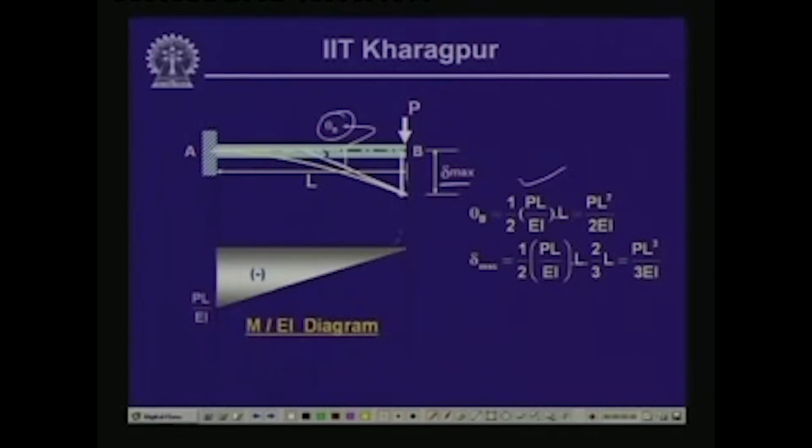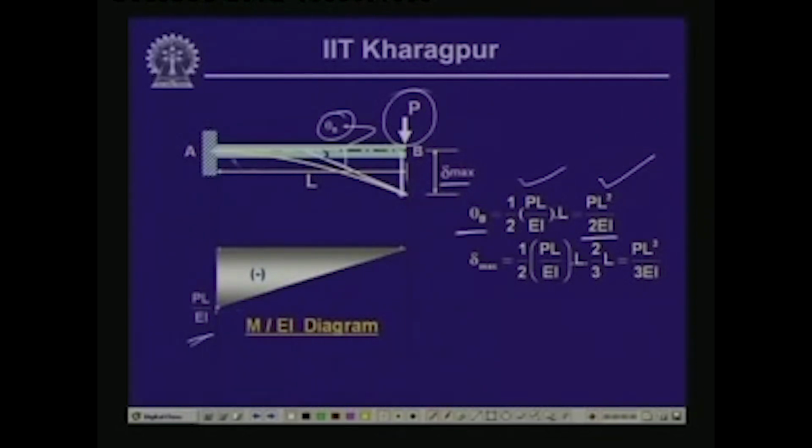The bending moment diagram for the cantilever beam subjected to this tip load P will have the magnitude PL by EI over here, and then gradually it will come to 0 linearly. So, we will have a triangular configuration for the M by EI diagram. Now, if we take the area of the M by EI diagram between A and B, which is half times PL by EI times length, that will give us the change in slope between these two points, which equals theta B, and that is equal to PL square by twice EI.